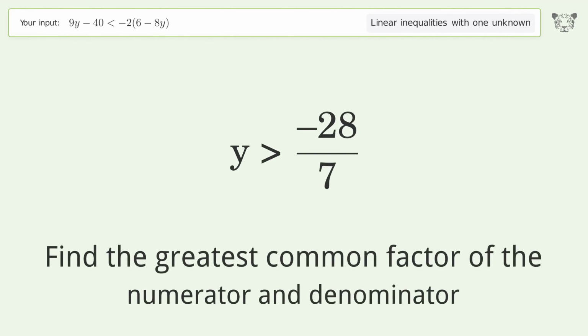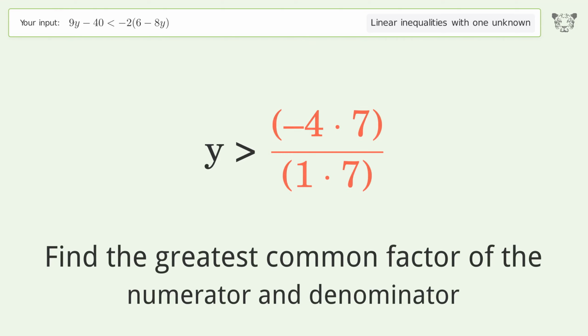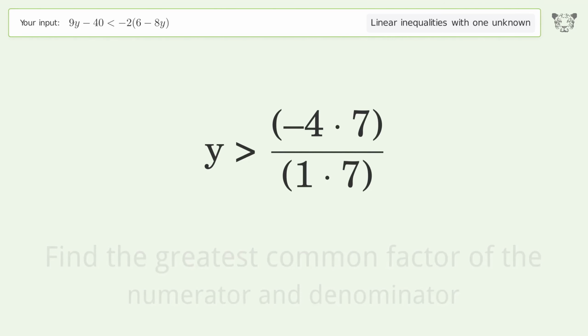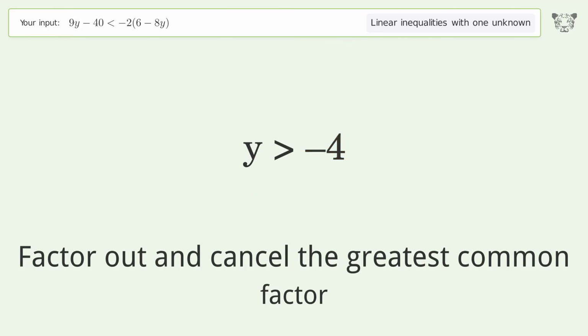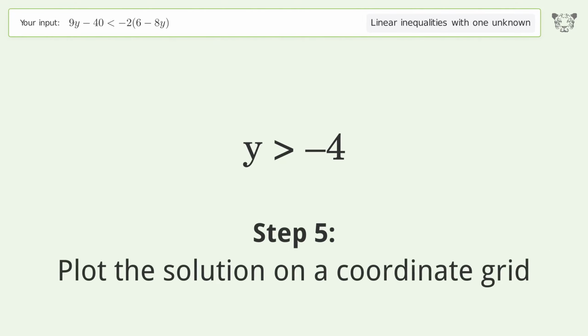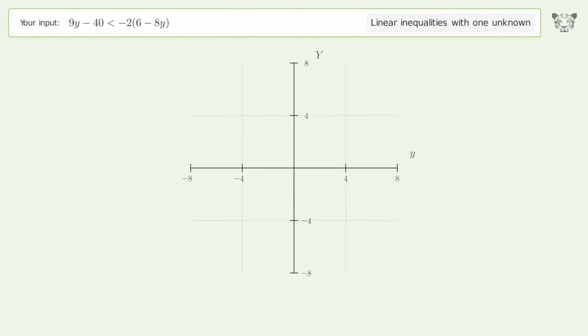Find the greatest common factor of the numerator and denominator. Factor out and cancel the greatest common factor. Plot the solution on a coordinate grid. And so the final result is y greater than -4.